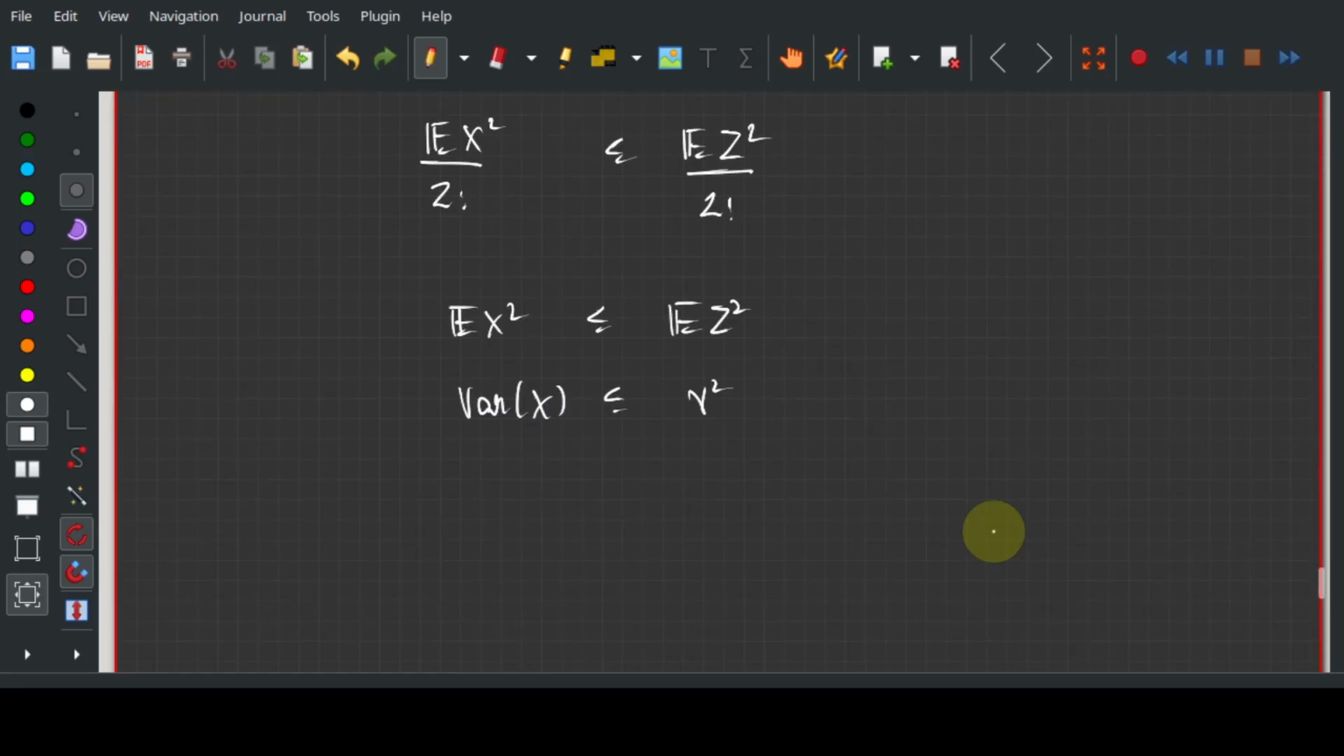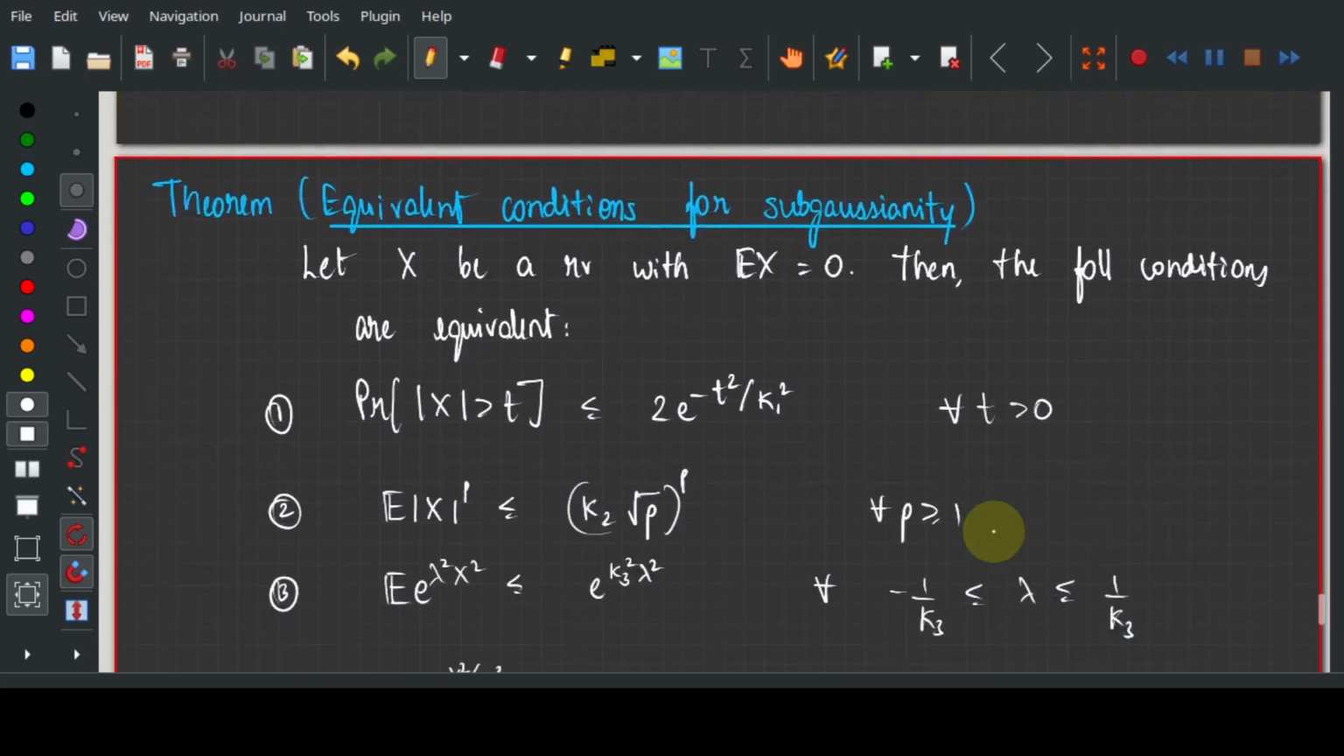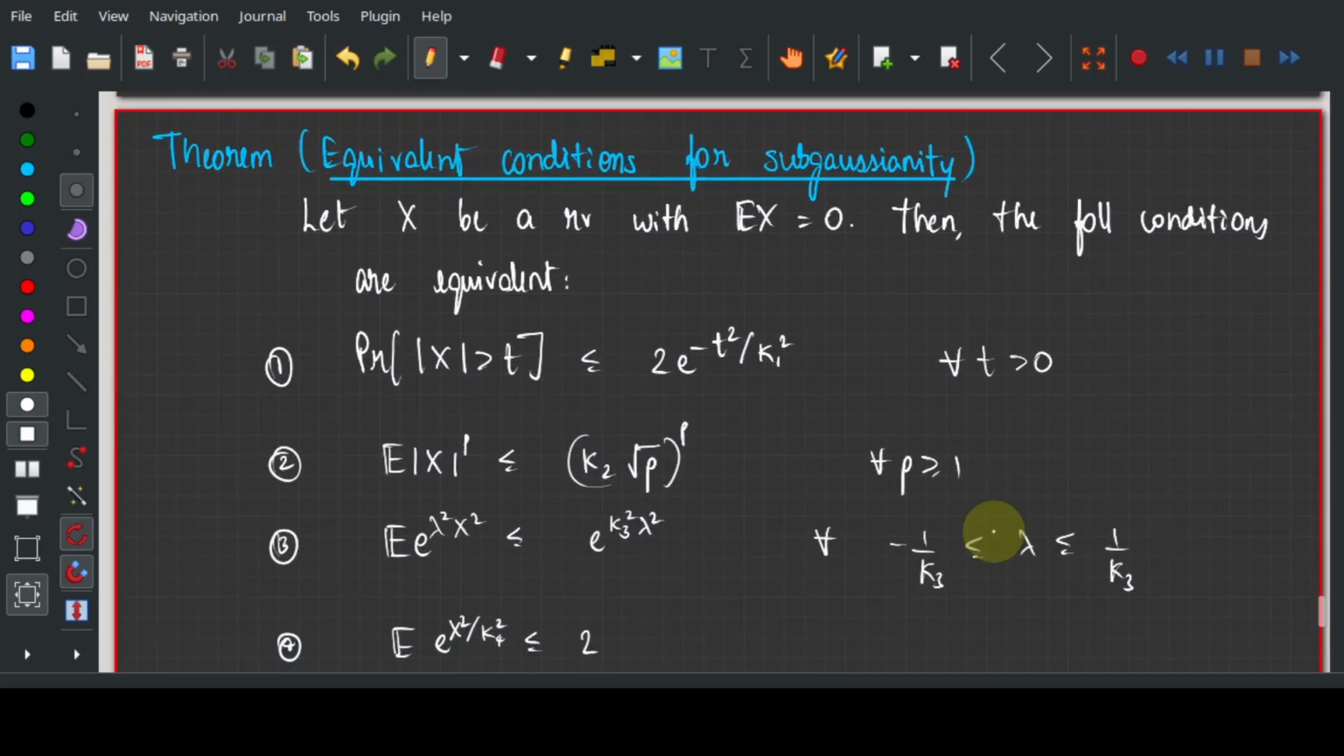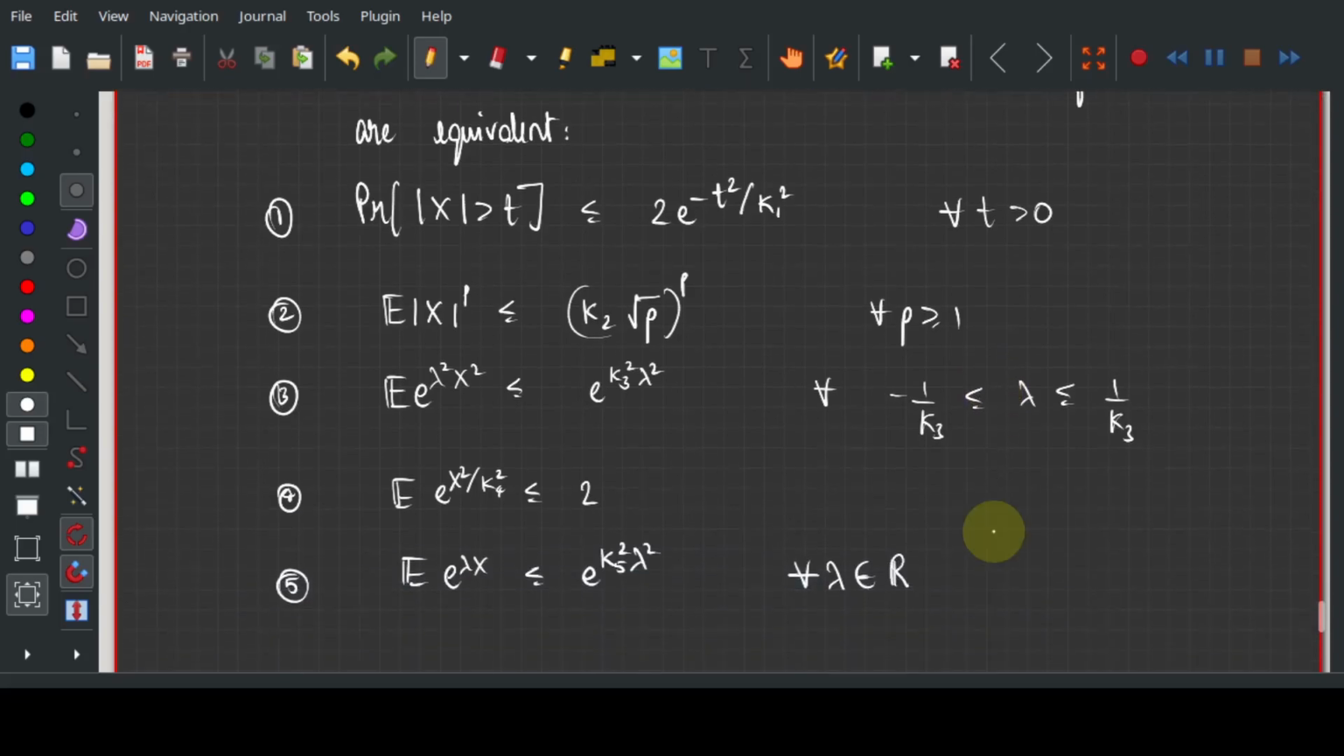Okay, so this sort of clarifies why I'm calling v square the variance factor, correct? But let's now see what the consequences of a random variable being Subgaussian are, or whether there are other equivalent characterizations for a random variable being Subgaussian. So suppose that I have a random variable which is zero mean and Subgaussian. Then it turns out that all of these are equivalent conditions for Subgaussianity.